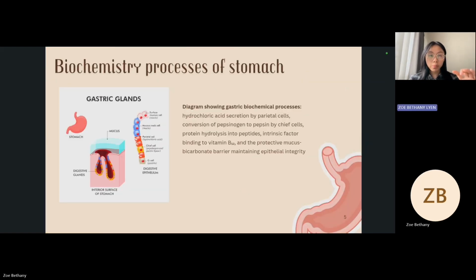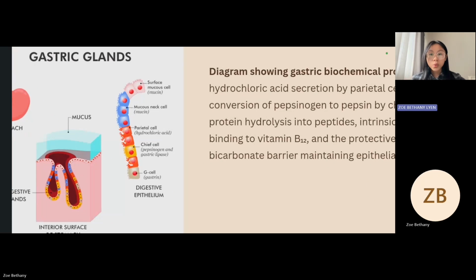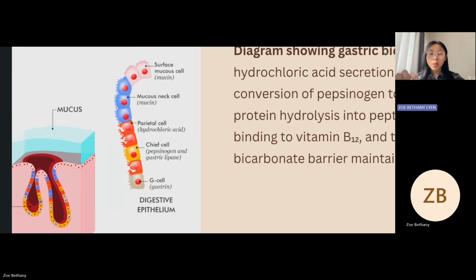From a biochemistry perspective, the stomach plays a very crucial role in protein digestion. So first of all are the chief cells. Let's look at the chief cells. The chief cells release pepsinogen, which is converted into the active enzyme pepsin in the presence of hydrochloric acid, which is secreted by the parietal cells. And pepsin then breaks down protein into smaller peptides.